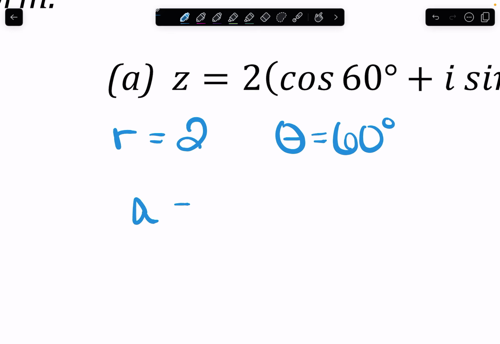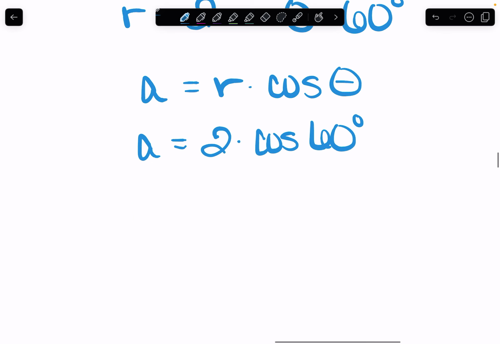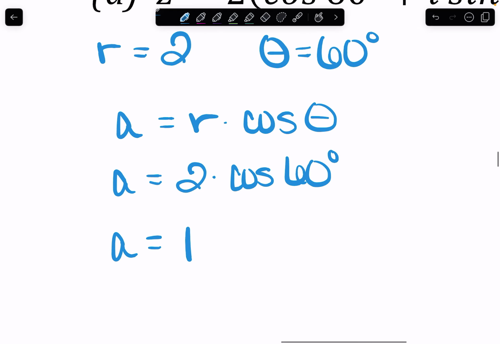So a is equal to r times the cosine of theta. So a is going to be 2 times the cosine of 60. The cosine of 60 is 1/2. So we've got 2 times 1/2, which is just 1. So I'm just going to go ahead and simplify it down to 1. We need b.